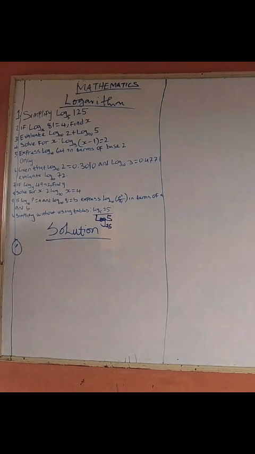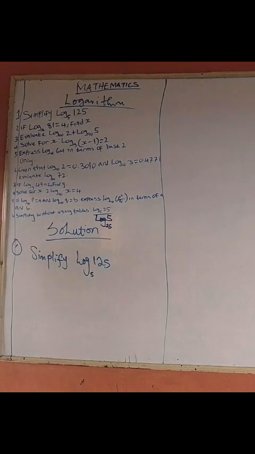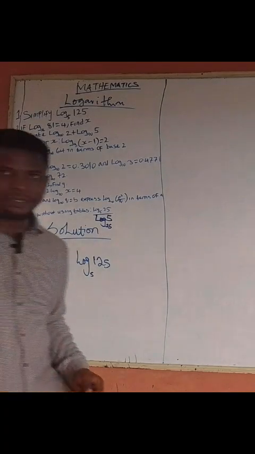Alright, so simplify. The first question is simply what? 5 log 125. You write the number first before you put the base. So that makes sense, alright? Don't put the base before you put the number. That's why you have a huge space there. Good. So now, how do we simplify this?